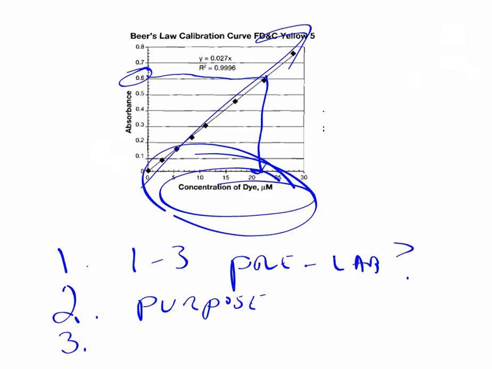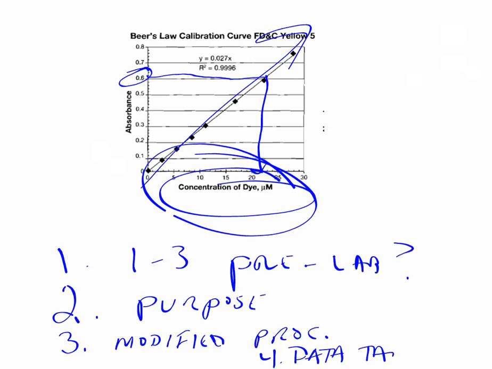Third thing you need to do is a modified procedure. So a modified procedure is basically a bullet list of the amounts you have to measure. Anytime you're massing something, whatever, you highlight that stuff and list it. Make sure it's in numerical order, vertically listed. The next thing you need to do is prep your data tables. You only have one data table you have to prep. I showed it to you.